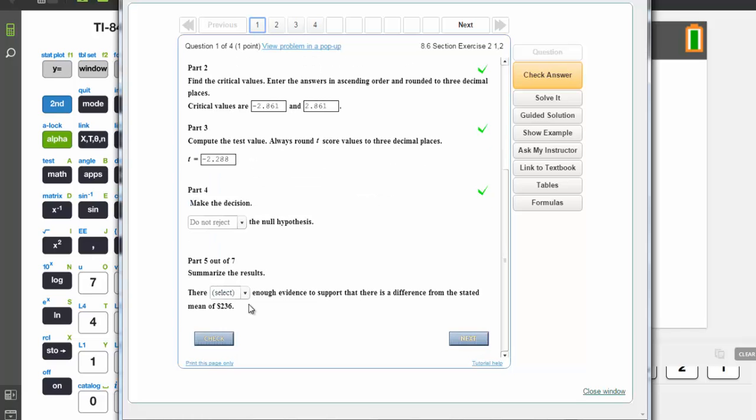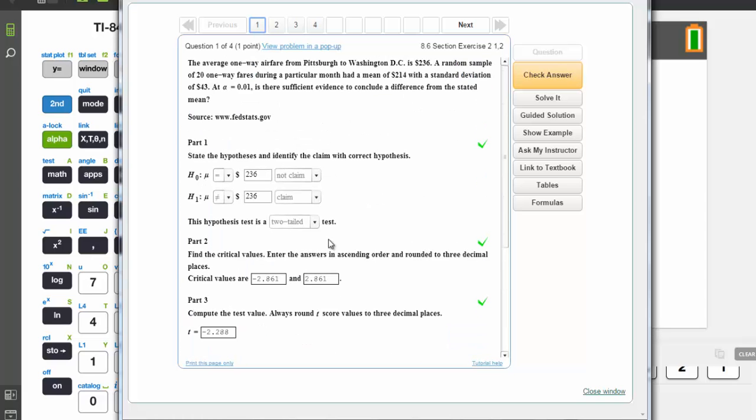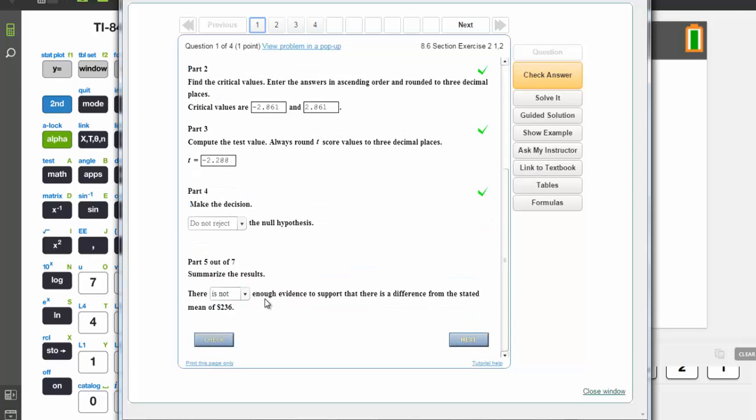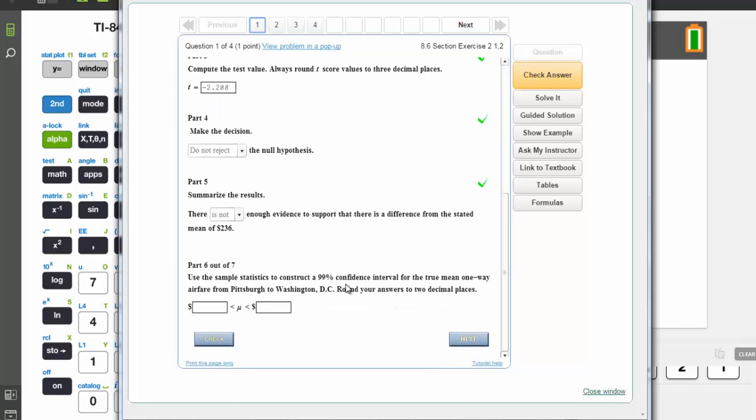Now we are to summarize the results. There is not enough evidence to support that there is a difference from the stated mean. Since we did not land in the rejection region, and since we do not reject the null hypothesis, let's go back and look at what our null hypothesis is. The null hypothesis is that the mean is equal to 236. We were asked, is there sufficient evidence to conclude that there is a difference? And since we are not going to reject this, then we should say that there is not enough evidence to support a difference.